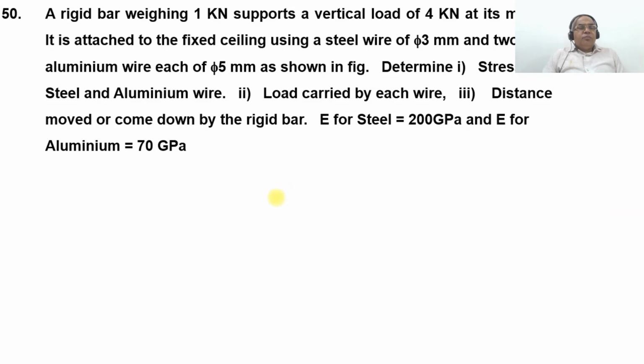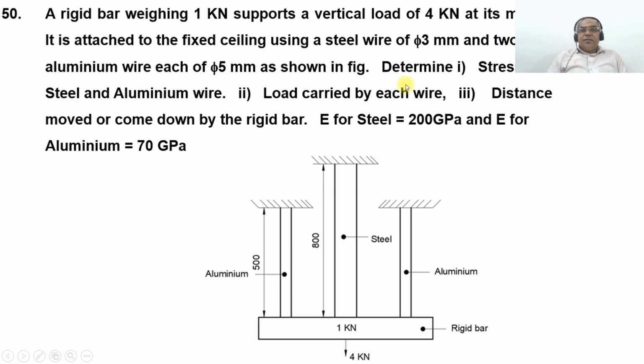Now, we're going to take up one more problem, problem number 50. It reads: a rigid bar weighing 1 kilonewton supports a vertical load of 4 kilonewton at its midpoint. It is attached to the fixed ceiling using a steel wire of diameter 3 mm and 2 aluminum wires, each of 5 mm, as shown in the figure.